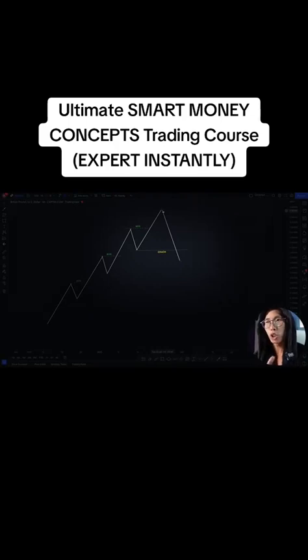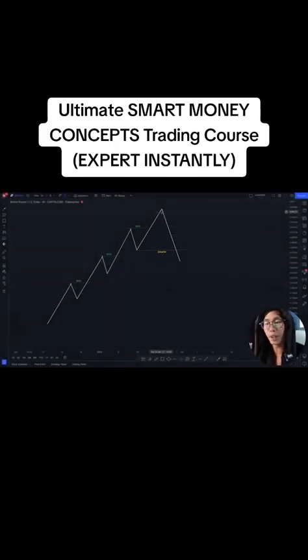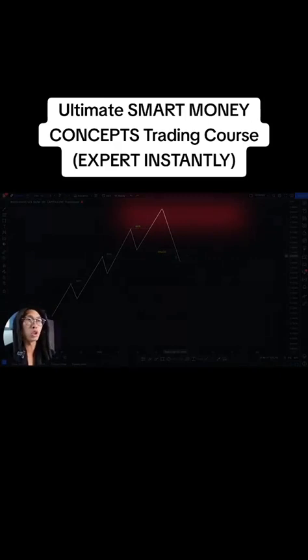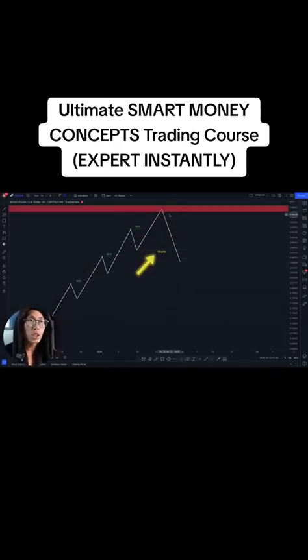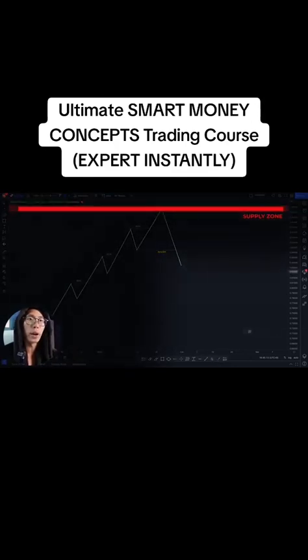In order for this CHoCH to work, we want this previous high to be an area of interest, like either a supply or demand zone or an order block. So the stronger the zone, the better this CHoCH will work. Once we have a change of character, the CHoCH, and an area of interest, your supply zone, we can expect price to reverse and start going down.